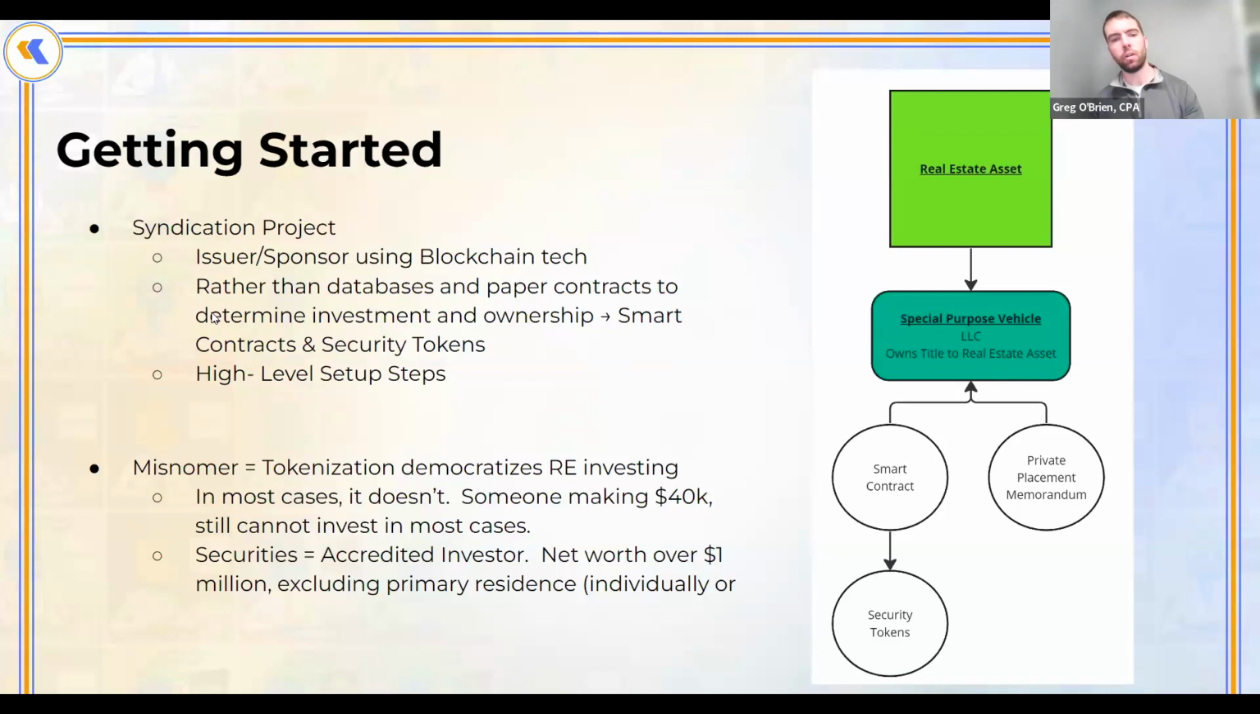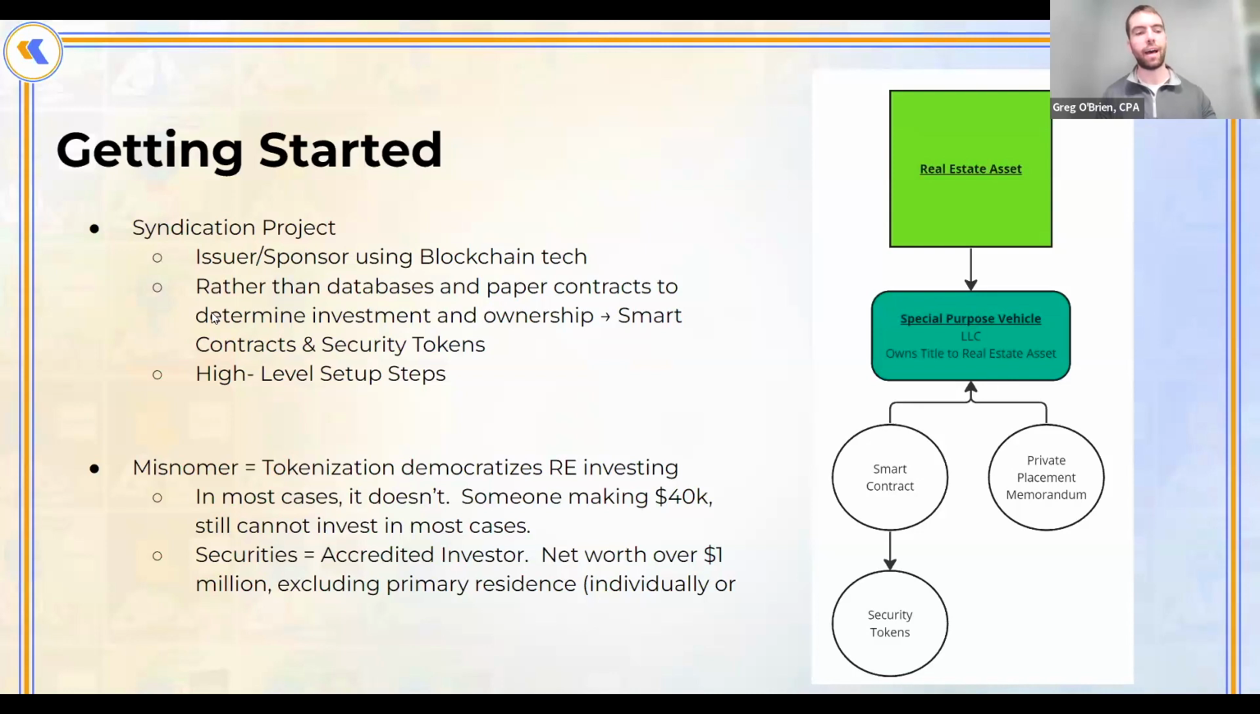Yep, and then just if people aren't familiar with an accredited investor, I think our slide got cut off here, but it's a $1 million net worth, excluding private residence, and then individually $200,000 of AGI, or I think it's $300,000 if you're married.